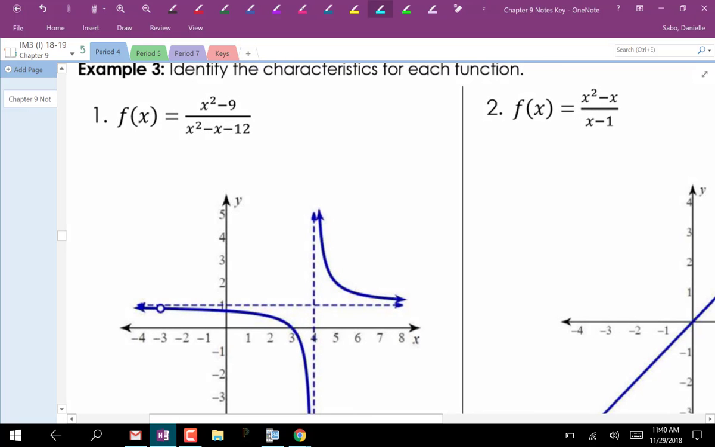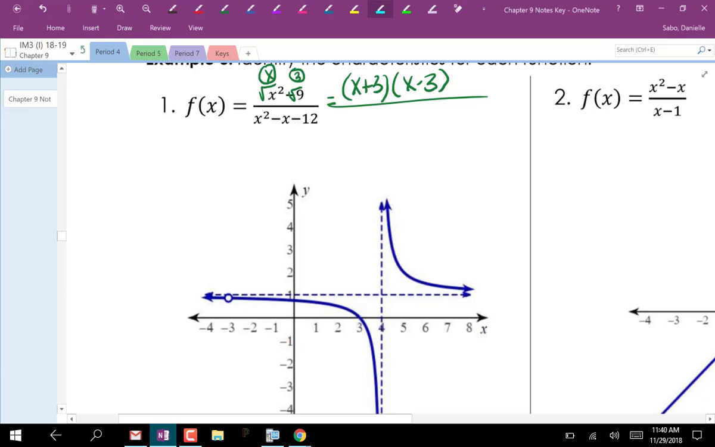Let's factor the top. What does the top factor into? X plus something and x minus something. What is it? X plus 3 and x minus 3. Good, because the square root is 3 and the square root's x. So it's x plus 3 and x minus 3. Pretty simple for that one. I feel like you guys like that one the most.